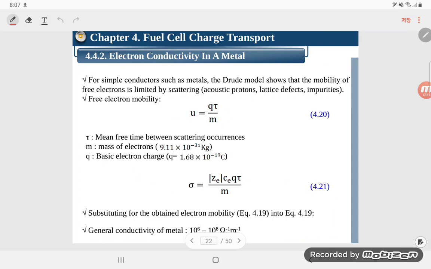Okay, then this is the electron conductivity in a metal. How can we calculate the electron conductivity with a specific equation based on the mobility? For simple conductors such as metals, the Drude model shows that the mobility of free electrons is limited by scattering from acoustic phonons, lattice defects, or impurities.